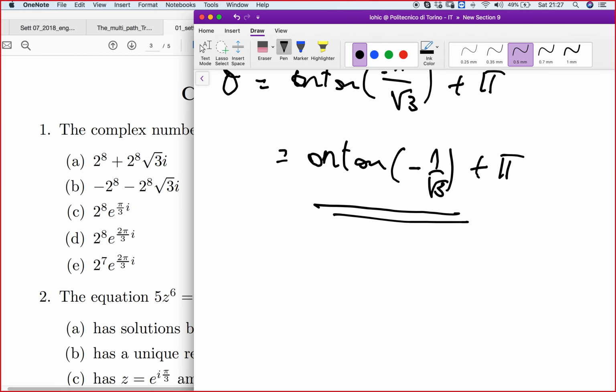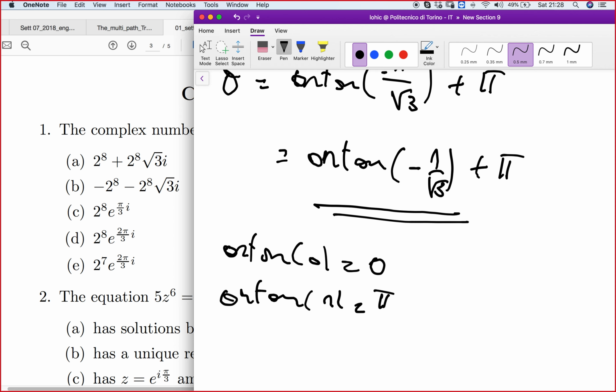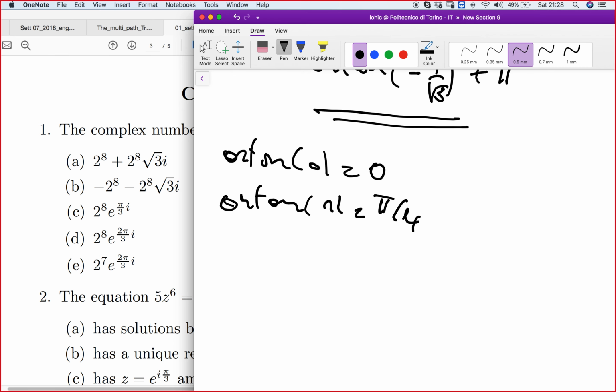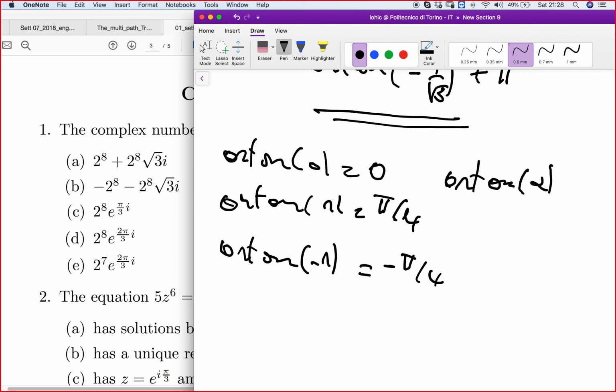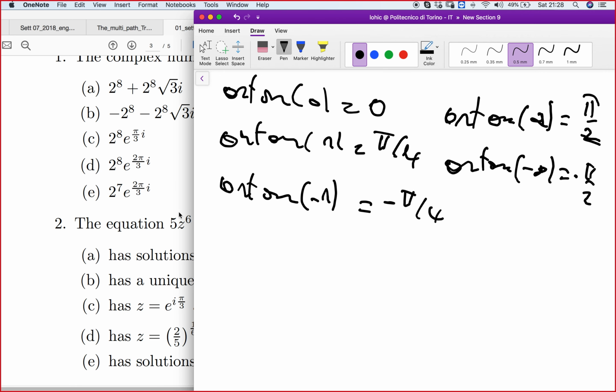It is important to know some values of the arctangent. For example, arctan of 0 is what? 0. Arctan of 1 is pi over 4. Arctan of minus 1 is minus pi over 4. Arctan of infinity is pi over 2. Arctan of minus infinity is minus pi over 2. And finally, how to keep it in mind?